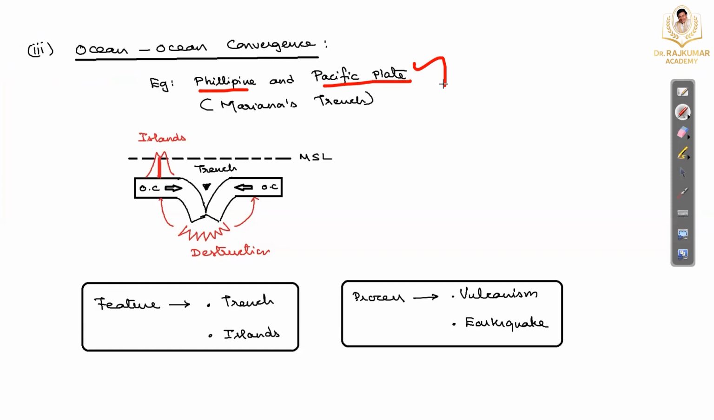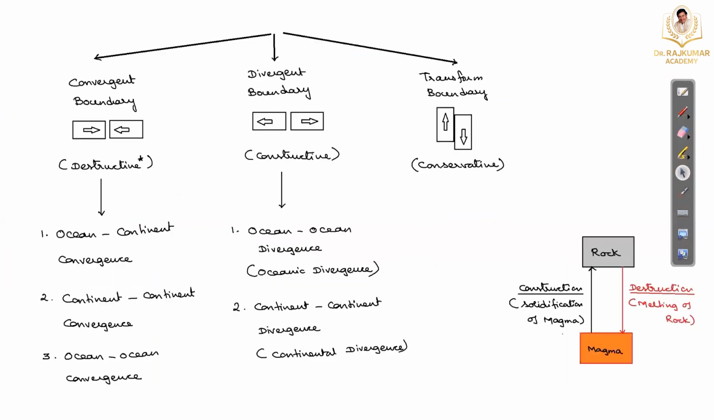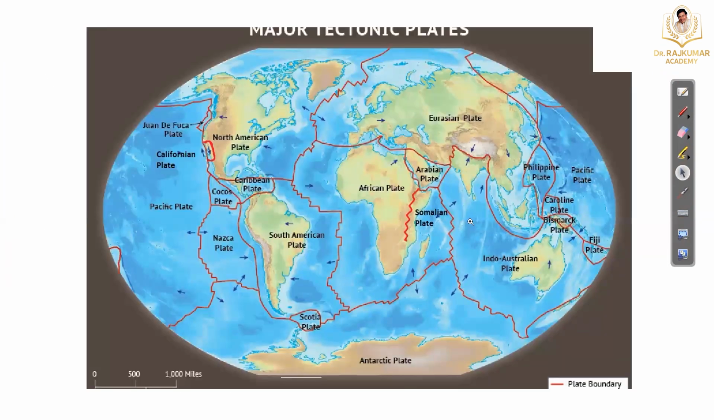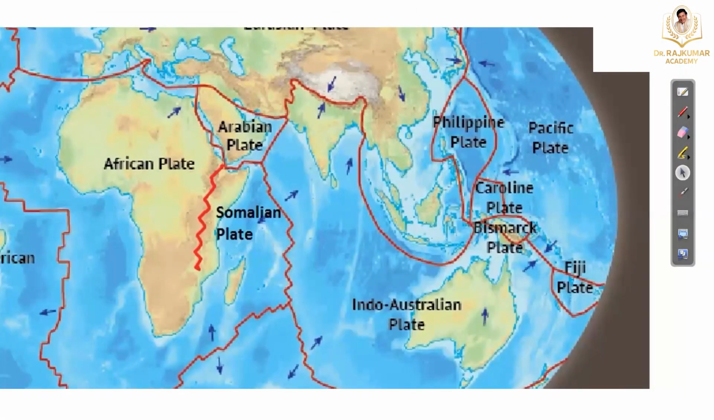See, plenty of examples are there, but what I am taking is the prominent example. Approximately locate the Philippine and Pacific plates in your atlas. You find the Philippine plate. The Philippine plate is oceanic crust. The Pacific plate is also oceanic crust. This is the place I have taken as the classical example of ocean convergence.